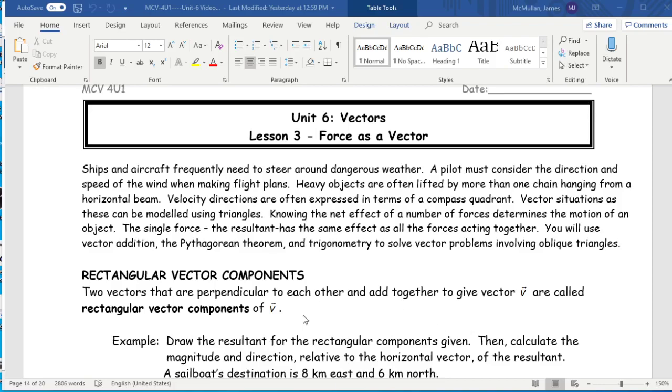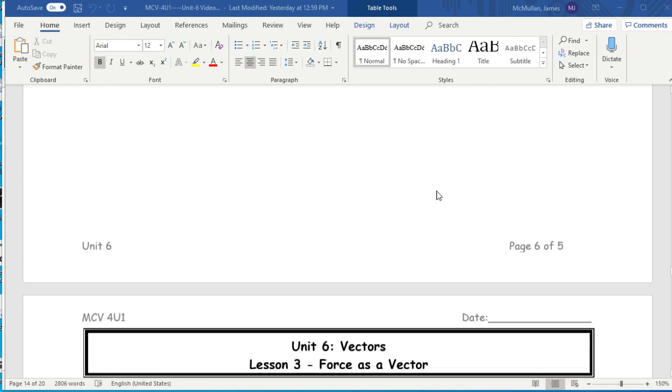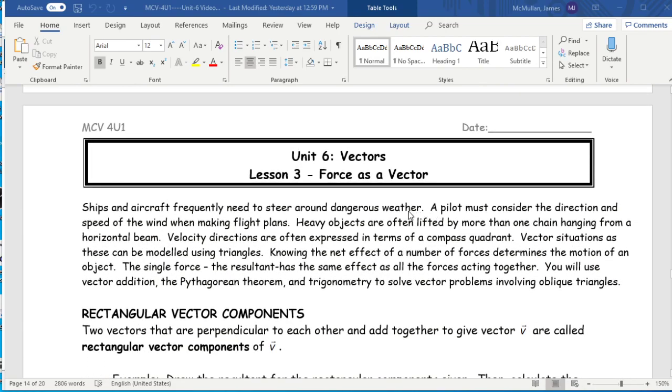Today's lesson is about using vectors to describe forces. It's sort of like the application or the purpose of one of the ways you can apply what we've talked about. So many times these things will come up.